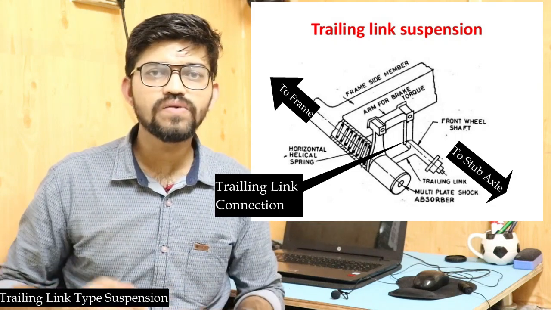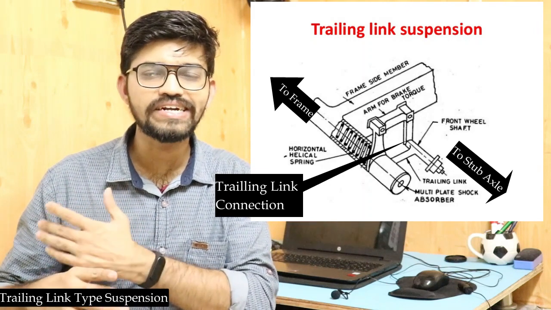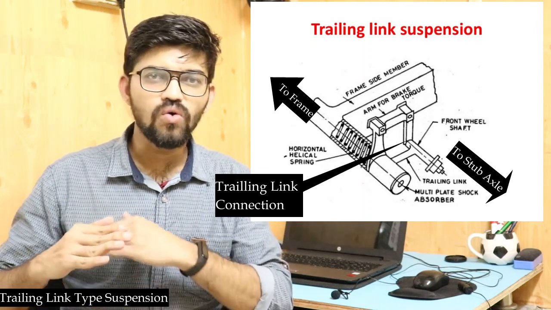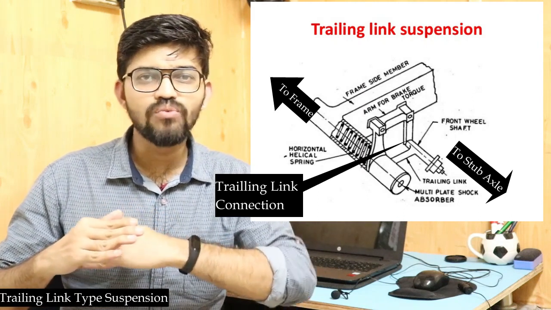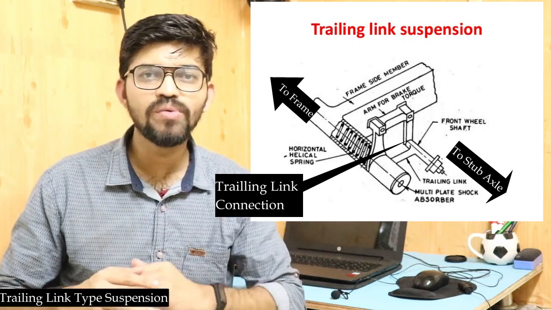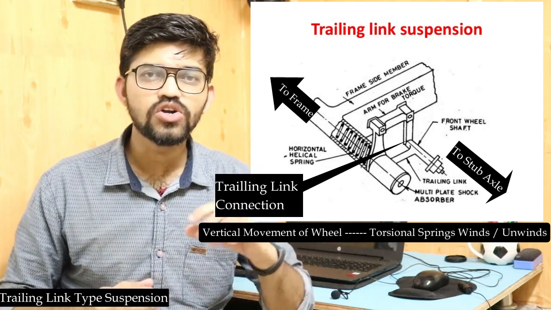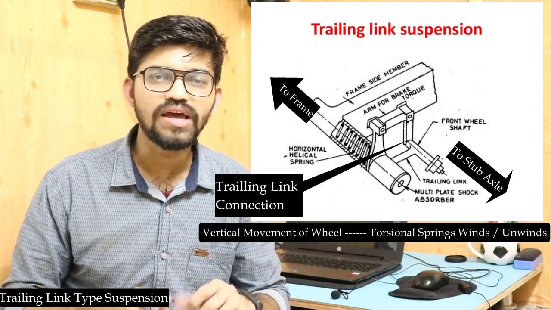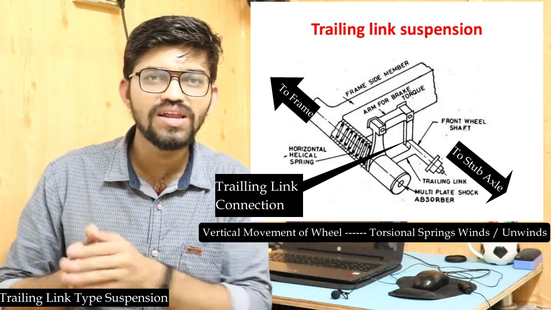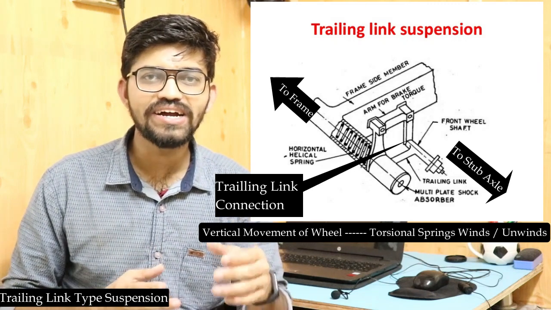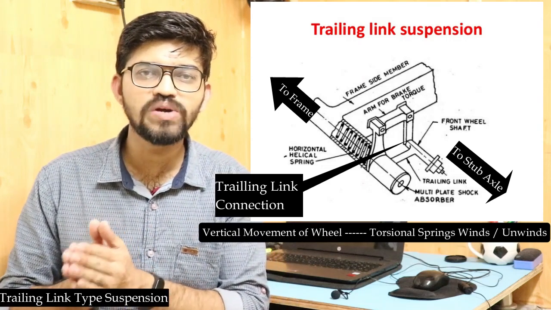Due to the trailing link, the shaft of the wheel is connected, and when the wheel experiences a bump, it moves upward and downward, so vertical movement of the wheel will occur. Due to that vertical movement and the linkage, the torsional spring winds and unwinds. So due to the vertical movement of the wheel, torsion gets added in that spring. So this is how the trailing link type of suspension system works.